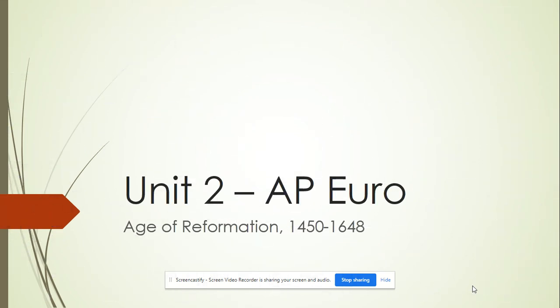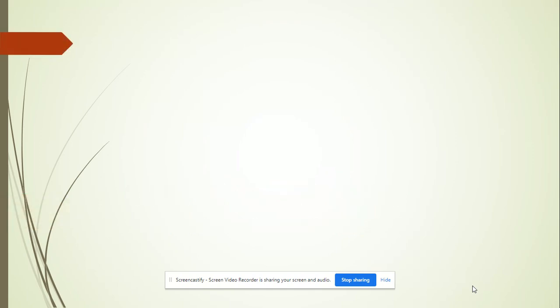Okay, welcome to the Unit 2 guided lecture for AP Euro. You can see this one's Age of Reformation, 1450 to 1648, same time period as Unit 1, and this is the second of two units in that time period, first time period in AP Euro. So let's get to it.